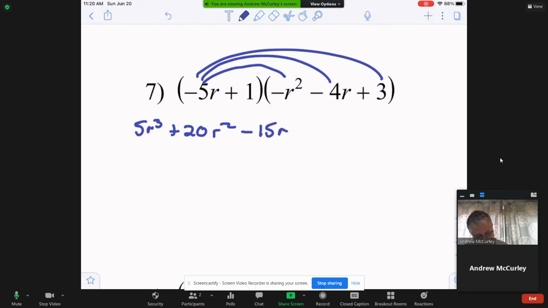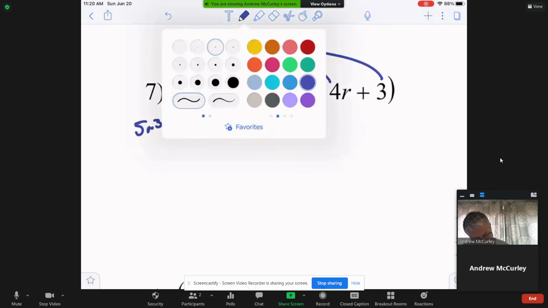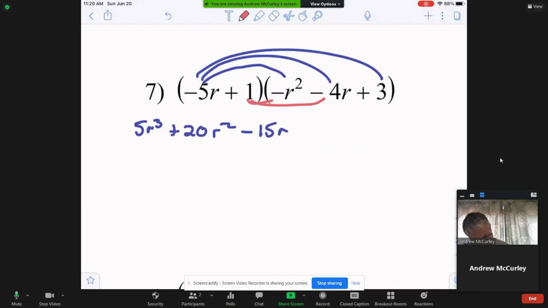Now I've got to do it again. Let me change colors. I'm going to go this one, this one, this one. I'm going to line them up underneath. So it looks like 1 times negative r squared, so minus 1r squared minus 4r and then plus 3. So now they're lined up by term.